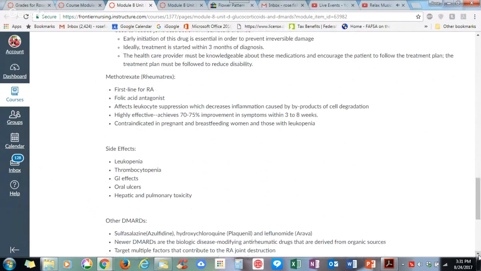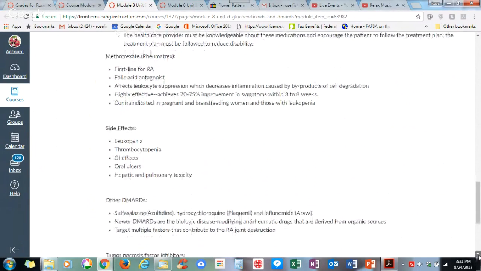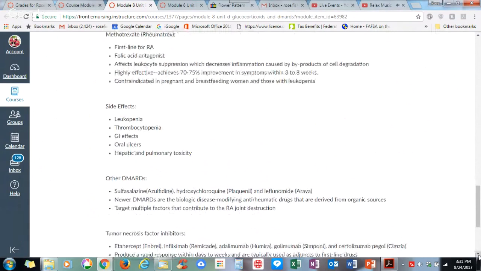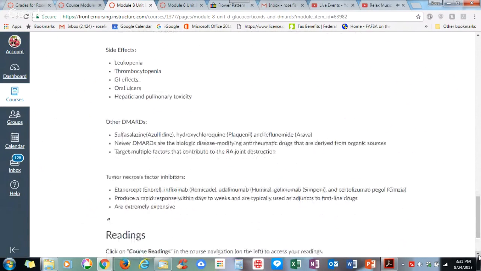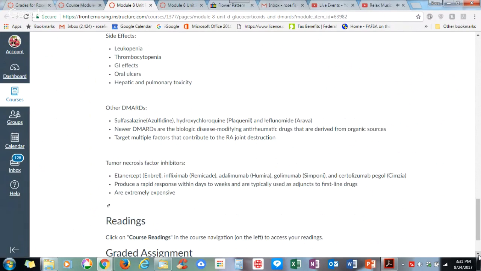Methotrexate, Rheumatrex, is first line for rheumatoid arthritis. It is a folic acid antagonist that affects leukocyte suppression, which decreases inflammation caused by byproducts of cell degradation. Highly effective, it achieves 70 to 75% improvement in symptoms within 3 to 8 weeks. Contraindicated in pregnancy and breastfeeding women and those with leukopenia. Side effects: leukopenia, thrombocytopenia, GI effects, oral ulcers, hepatic and pulmonary toxicity.